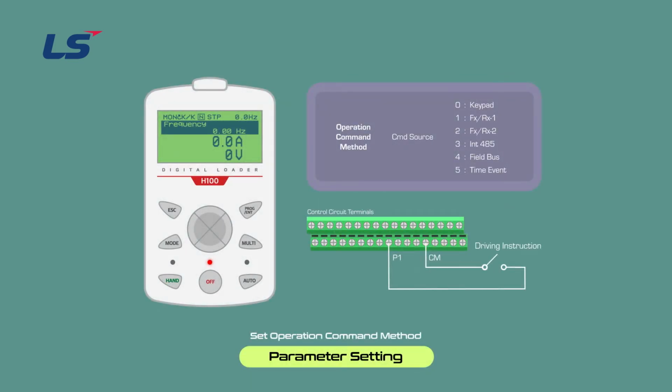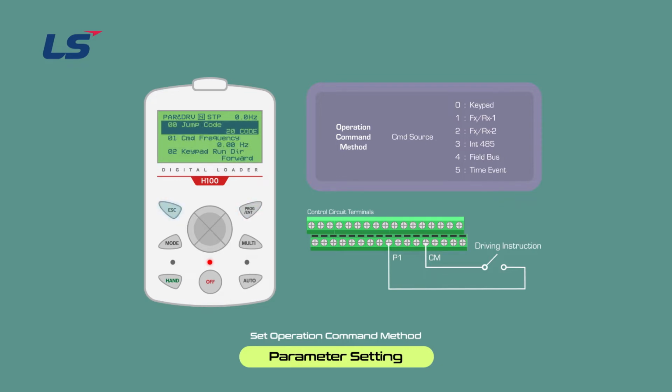To drive the motor with an inverter, we will learn about the power environment and control method. Set the command source at DRV6. You can choose between 0 keypad, 1 FX/RX, 3 INT 485, 4 field bus, 5 time event. As a test, we will set it to FX/RX1.